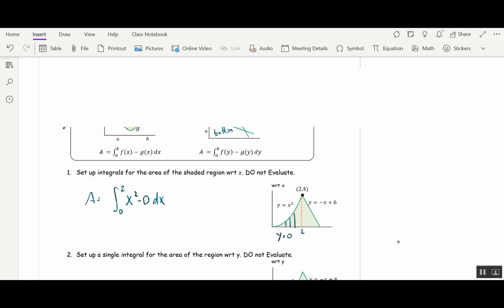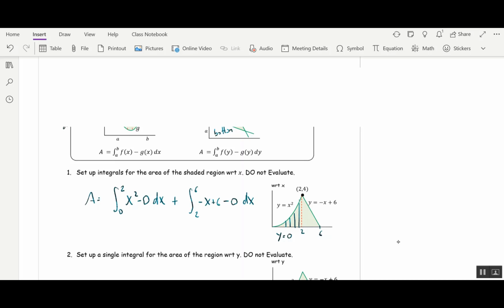No, you don't have to write minus 0. Plus, that takes care of this first part. Then I need the second part, where the top curve changes. That's why I need two separate integrals. So plus the integral from 2 to 6, since this line crosses at 6. The top curve is negative x plus 6. Again, the bottom curve is the x-axis, which is y equals 0.